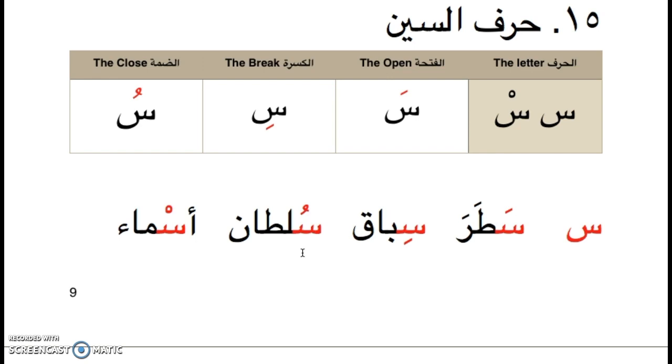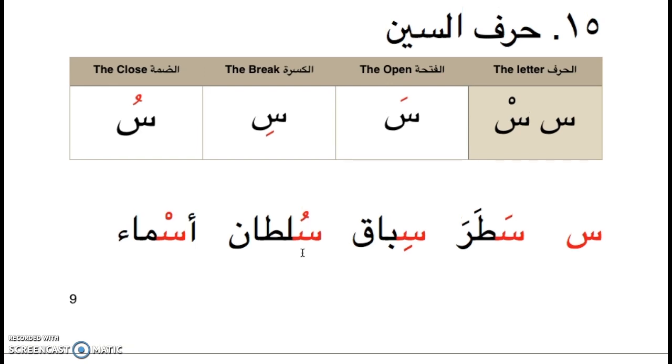Argument, proof. If you have an authority in an argument, you have a sultan. Like if you have a letter from the dean of the school and you give it to your teacher, it's proof that you have some sort of power because of that letter. So it's called a sultan. And that's what God is asking in the Quran: لهم من سلطان, do they have a sultan? Anyhow, أسماء is names. Many names.